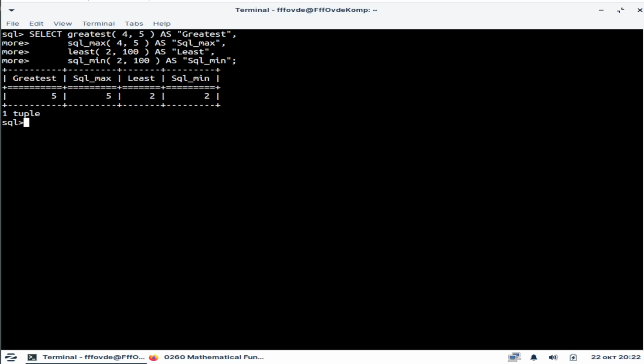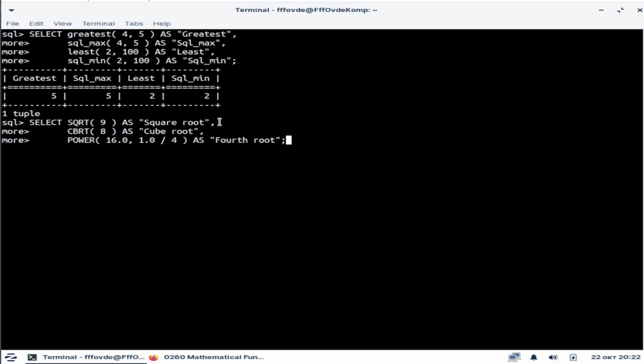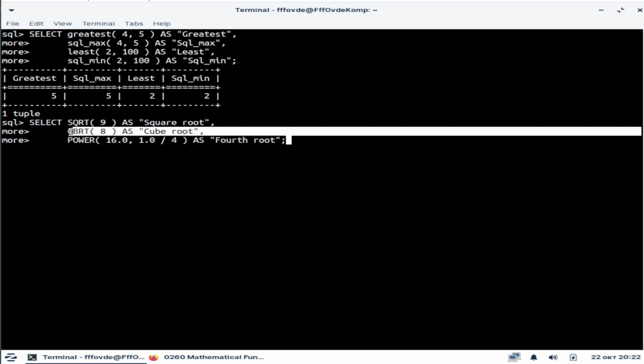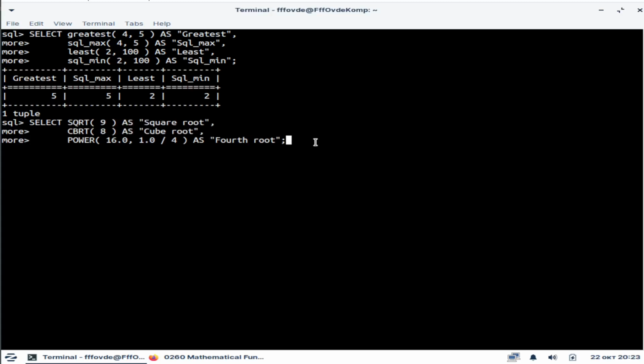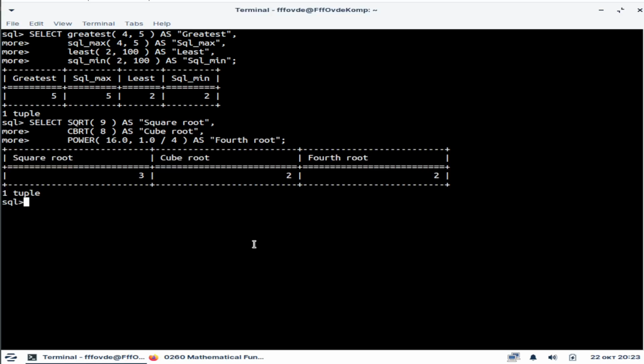For calculation of a root, we have two functions. First function will calculate the square root, and the second function will calculate the cube root. So if I run this, I will get the correct results.